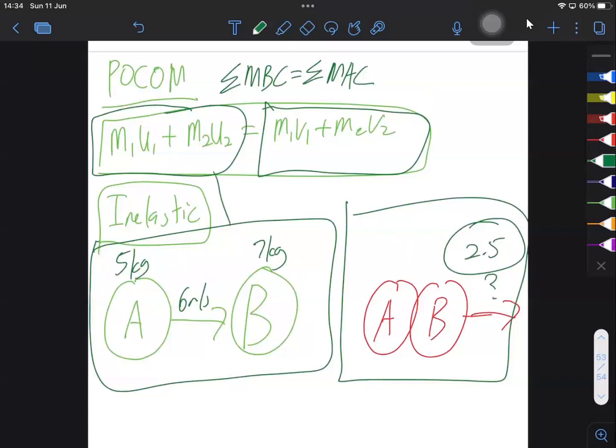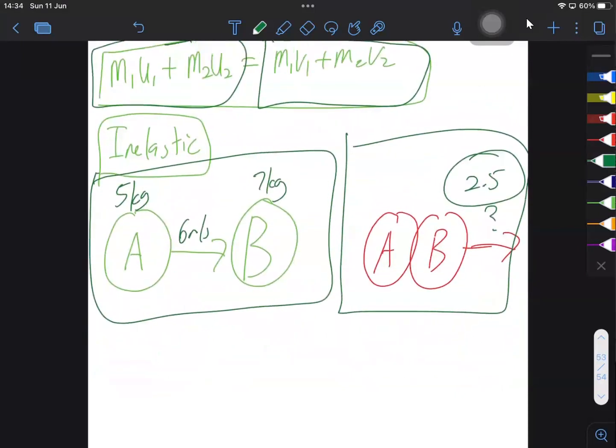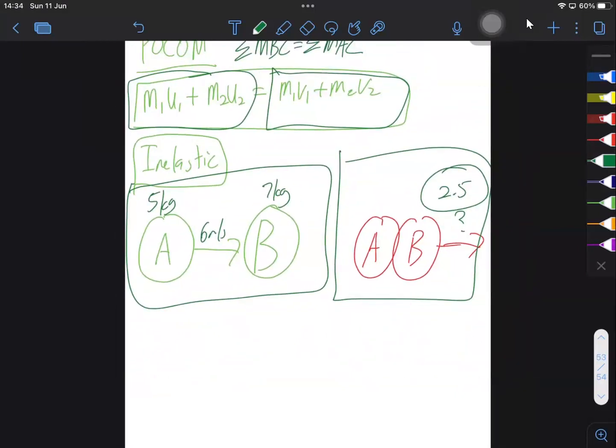Right? So literally this part belongs here and this part belongs here. So literally substitute your formulas in, right? So from here you have something like 5 multiplied by 6 plus 7 multiplied by 0 is equals to, the mass is still the same, V1 plus 7 multiplied by V2 here.